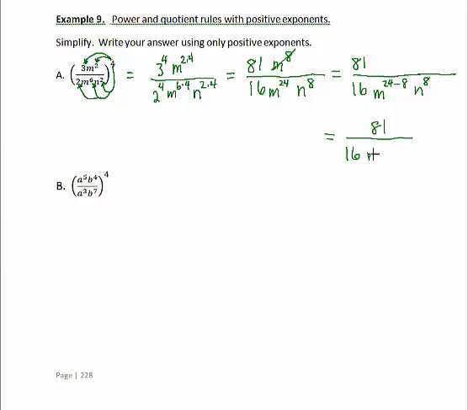So finally we get 81 on the top, 16 on the bottom. 24 minus 8 is a 16 exponent for the m, and then the n has an exponent of 8. And this would be as far as we can go.